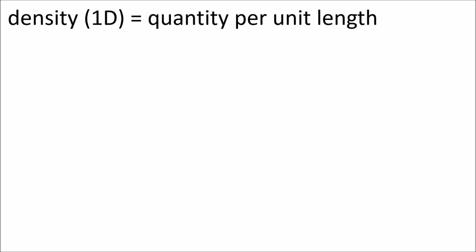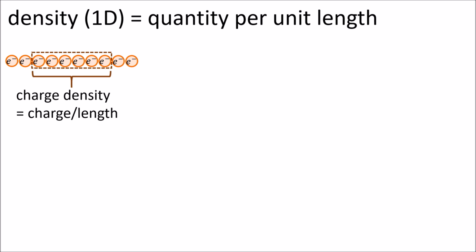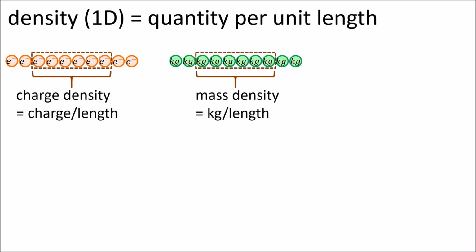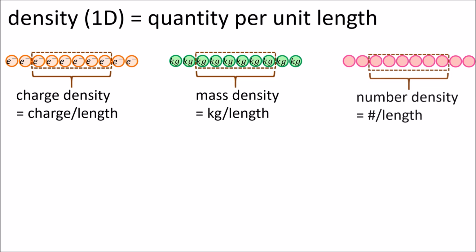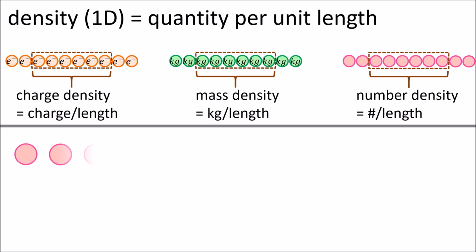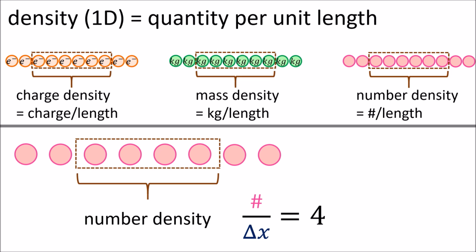To calculate a density over space in one dimension, this is just a quantity per unit length. For example, charge density in one dimension is the amount of charge per unit length. Mass density is the amount of mass per unit length. And number density is the number of something per unit length. So if we have 4 particles in a unit length, then the number density would be 4.